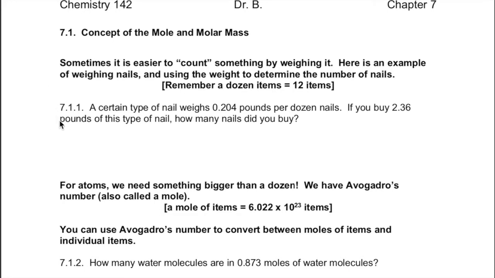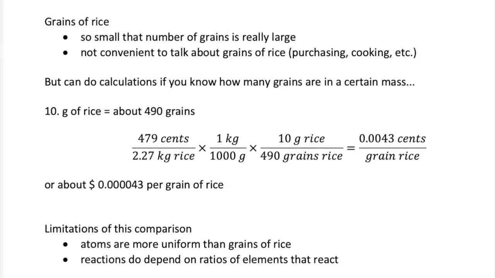I was inspired to find a better example, or maybe I was hungry, but I came up with this comparison of grains of rice. So grains of rice are really small. So when you have some rice, the number of grains you have is really large. So that's a little bit like atoms or molecules. They're so small that when you have a sample, the number of atoms or molecules you have is really large. So that makes it not convenient to talk about that number because it's so large.